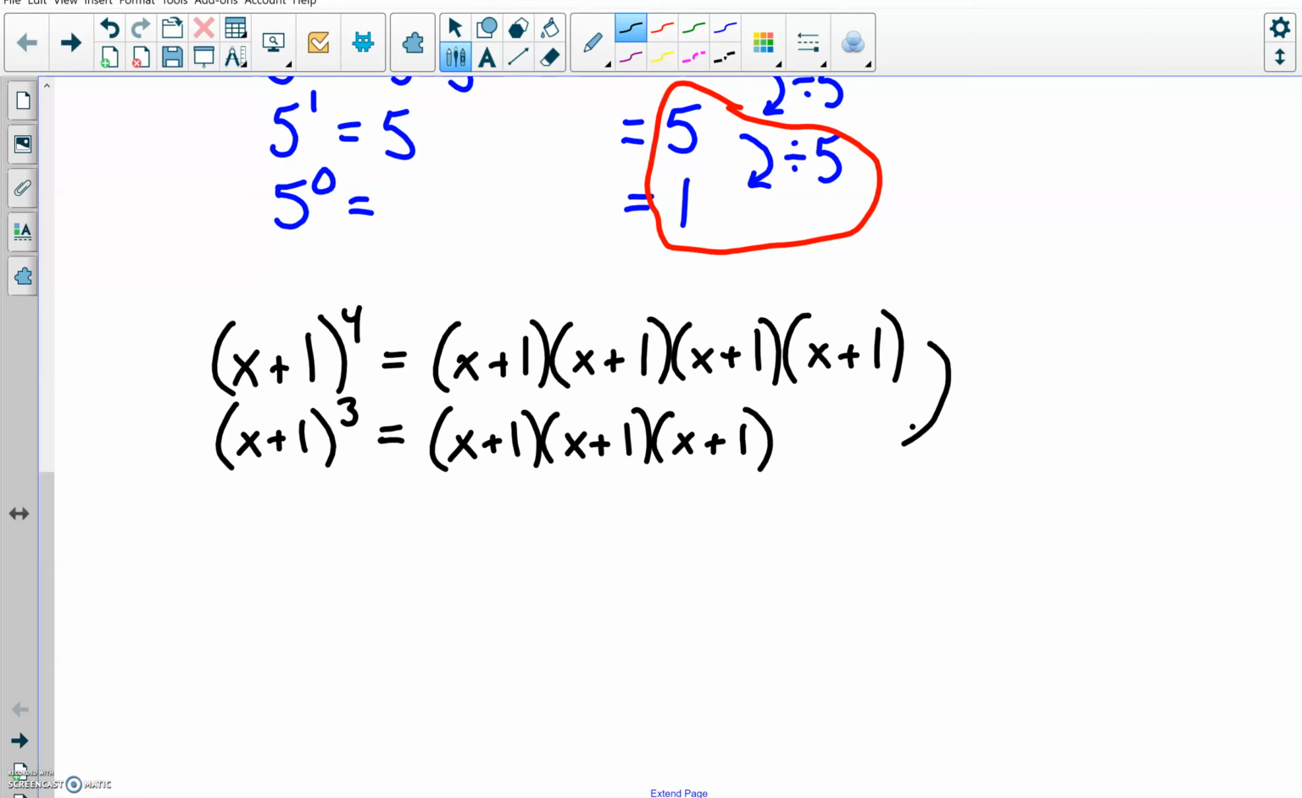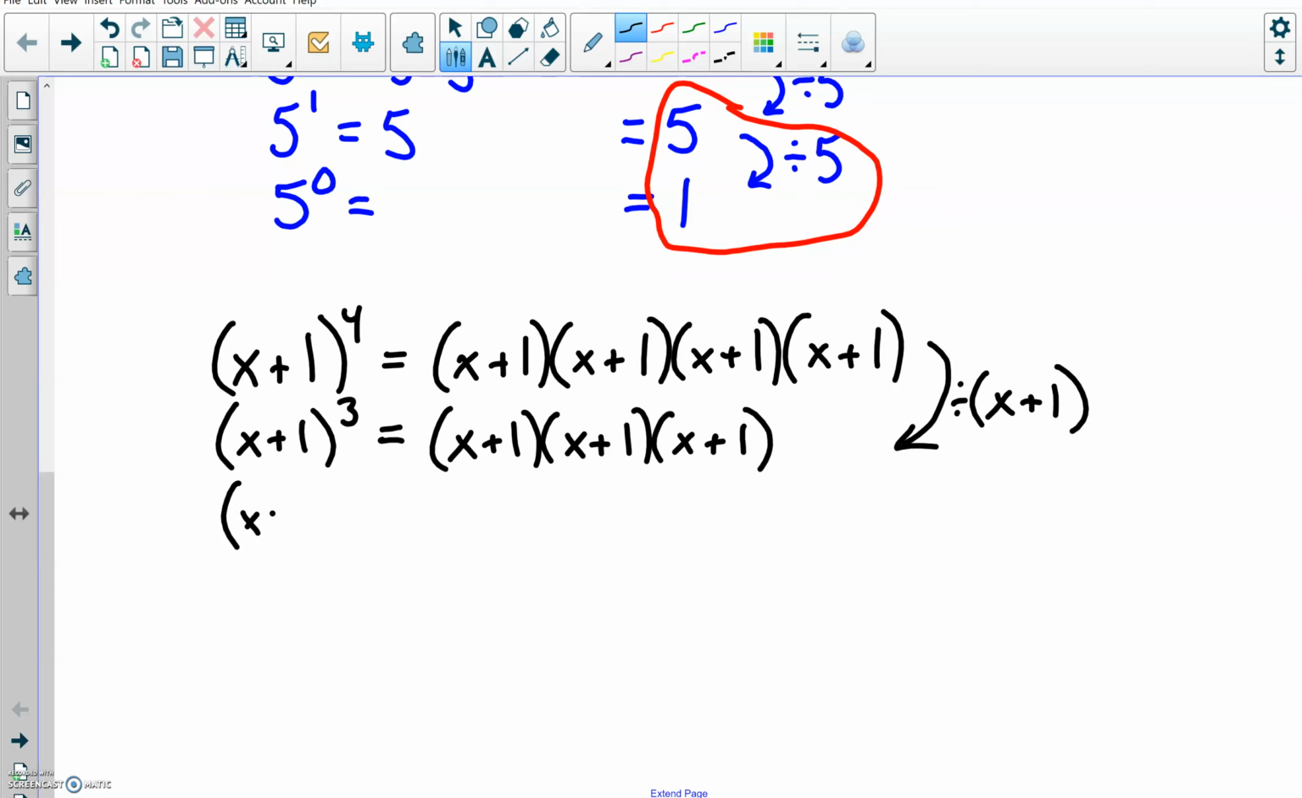And what's happening from here to here, it's not as easy to see as with the numbers, but when you divide this x plus 1 times x plus 1 times x plus 1 times x plus 1 by x plus 1, you essentially cancel out that x plus 1 factor. And if you've been working with this stuff in your algebra class, you will have seen this. You cancel out common factors when you divide an algebraic expression by another algebraic expression. So canceling out leaves us with the 3 of them essentially.